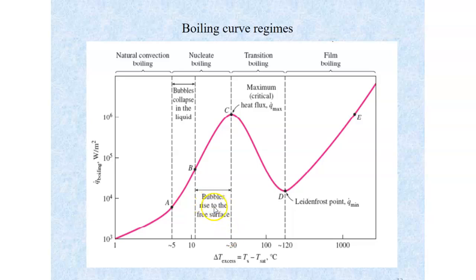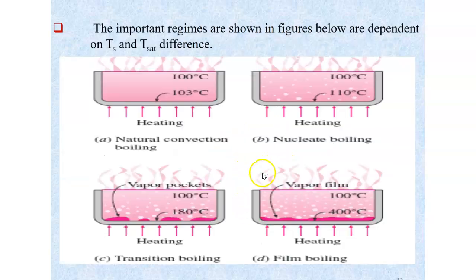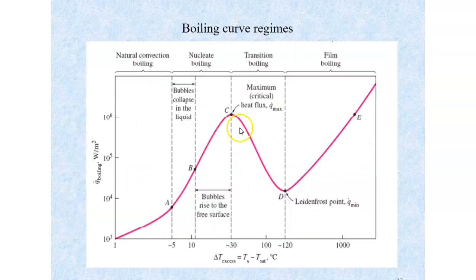If the difference is bigger, maybe 11 up to 30, the bubbles rise to the free surface. You could see the bubbles from the bottom up to the top of the water and go towards the air. And then if the difference is between 30 and 120, this is transition boiling, where the vapor starts happening at the bottom of the plate. Here vapor starts happening.